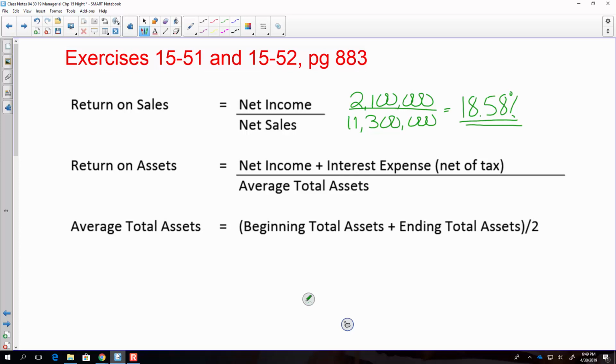So then my next computation, return on assets. Let's do our average assets first. We had, let's see. Do they give us beginning and ending? They really don't, do they? So I think we just take the total assets as is. So I guess I don't have to do the average. It's just 16.4 million of total assets on the bottom. And that income is 2.1 million.